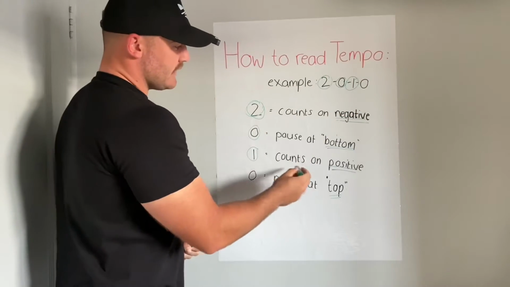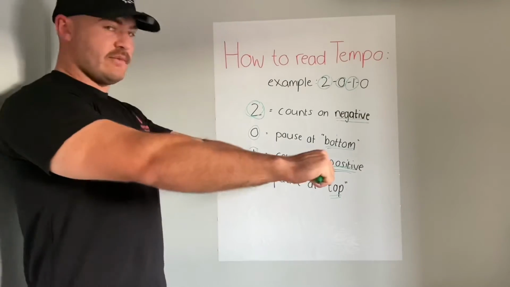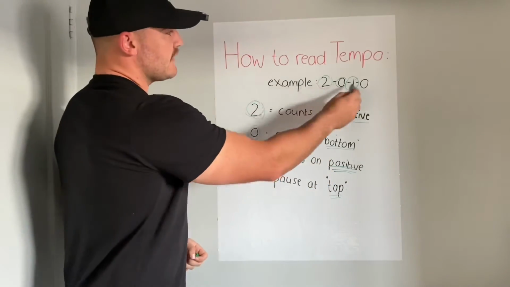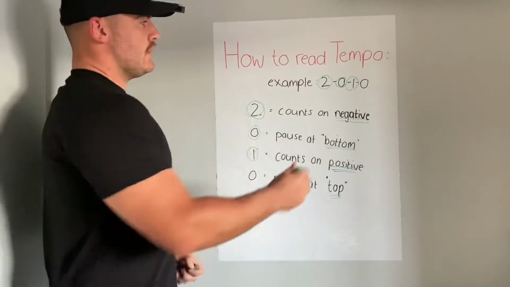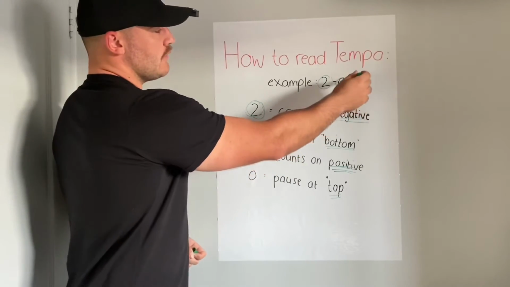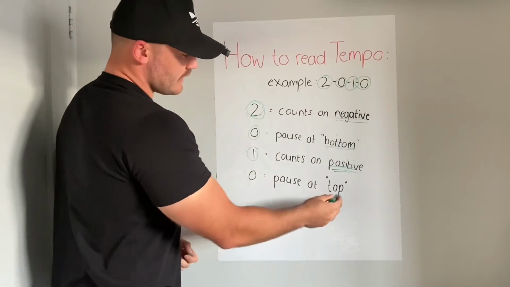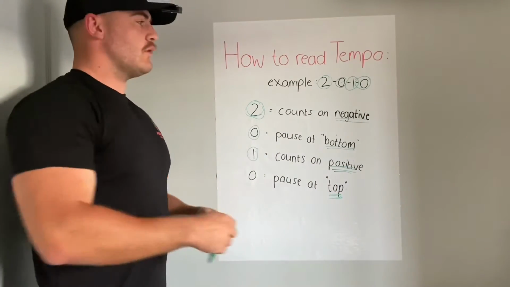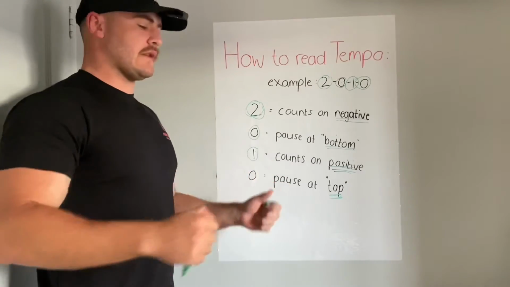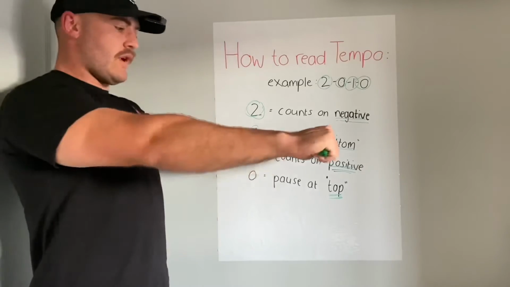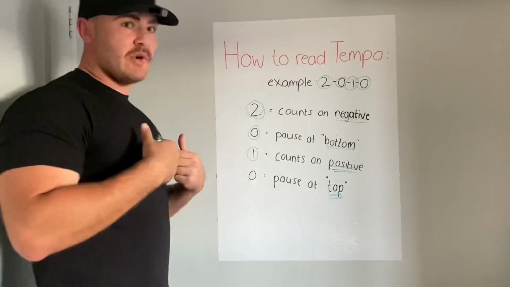So the third number is going to be the 1. So the 1 is the counts in the positive part of the rep, and that's going to be the positive portion. So if we were to look at the first 3 numbers, the rep would kind of look like this: 1, 2, 1. So no pause at the bottom. We have the 1 count on the positive portion of the rep, and then the last number is going to be the pause at the top of the rep. So because it's a 0, we're not pausing at the top either. So that means the rep will ultimately look like this: 1, 2, 1, 1, 2, 1. Okay, no pauses on the chest or at the bottom or at the top.